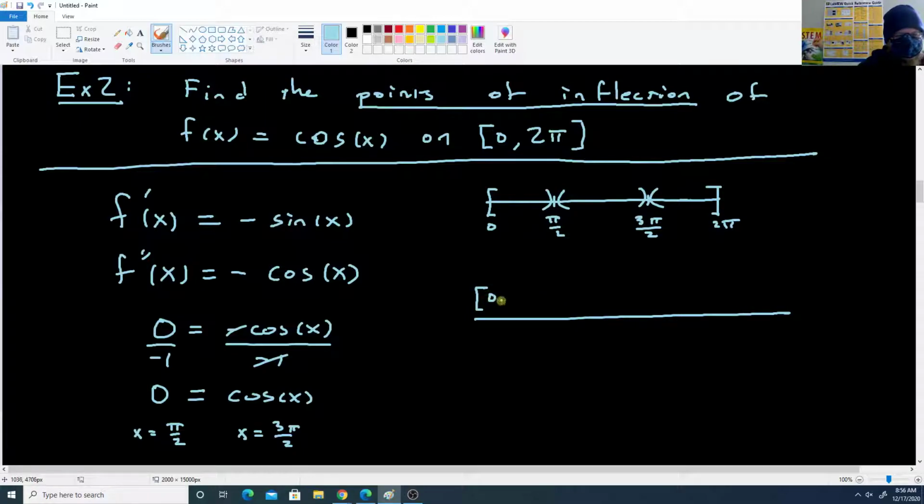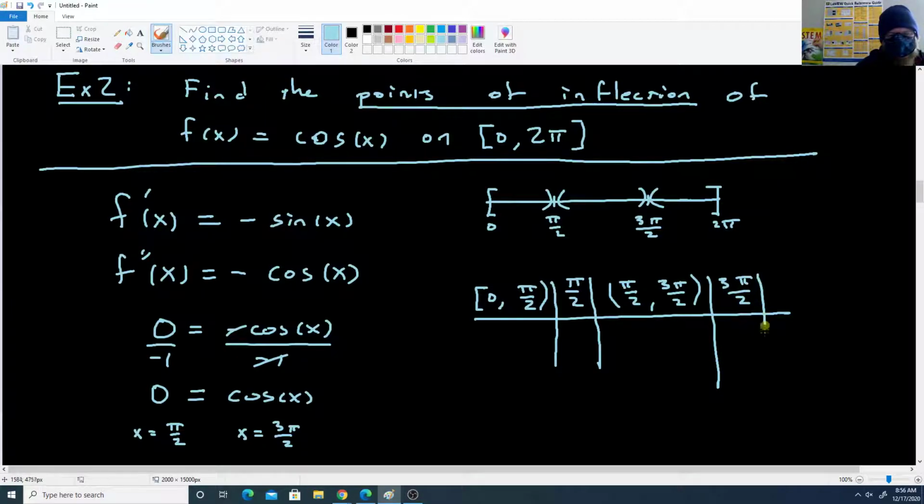So we'll have 0 up to pi over 2. Whoops, should have put an open bracket on pi over 2. Then we have pi over 2 itself. Then we have pi over 2 up to 3 pi over 2. We've got 3 pi over 2. We've got the final interval here, 3 pi over 2 up to 2 pi.